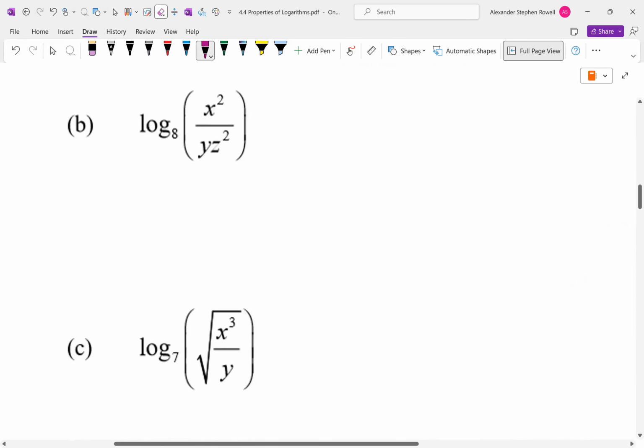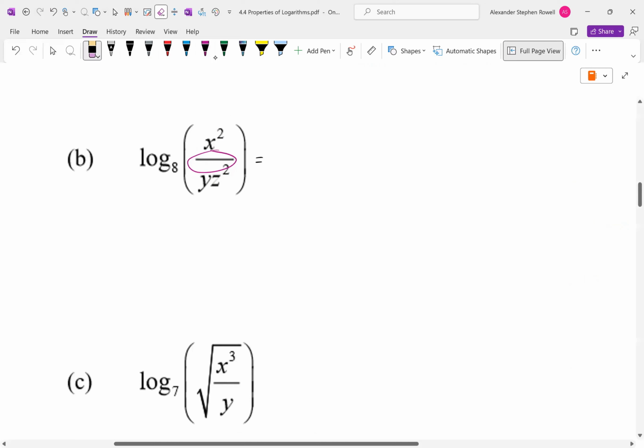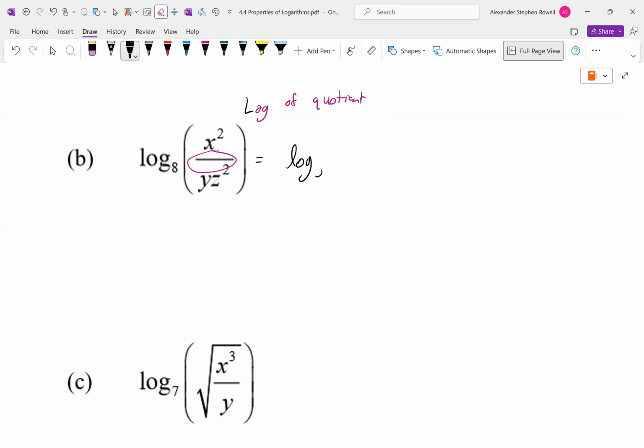Let's continue expanding. The next one. Should I deal with the exponents first, the product first, or the quotient first? Good. We do the quotient first. So let me write that. Log of quotient rule. Or maybe I could just write quotient rule. So what that does is it gives us log of the same base of something minus log of the same base of something else. So what's my first something? It's x squared, the numerator. What's my second something? yz squared.